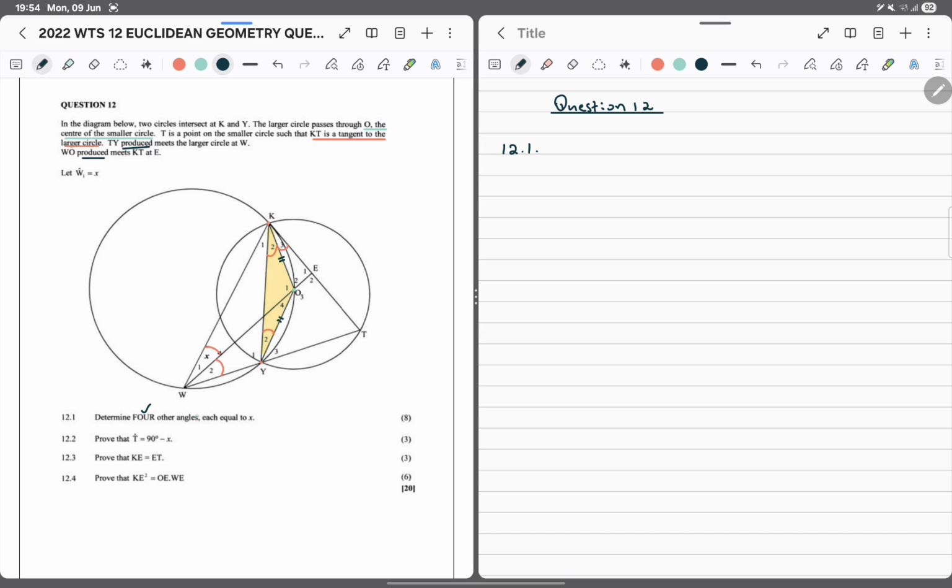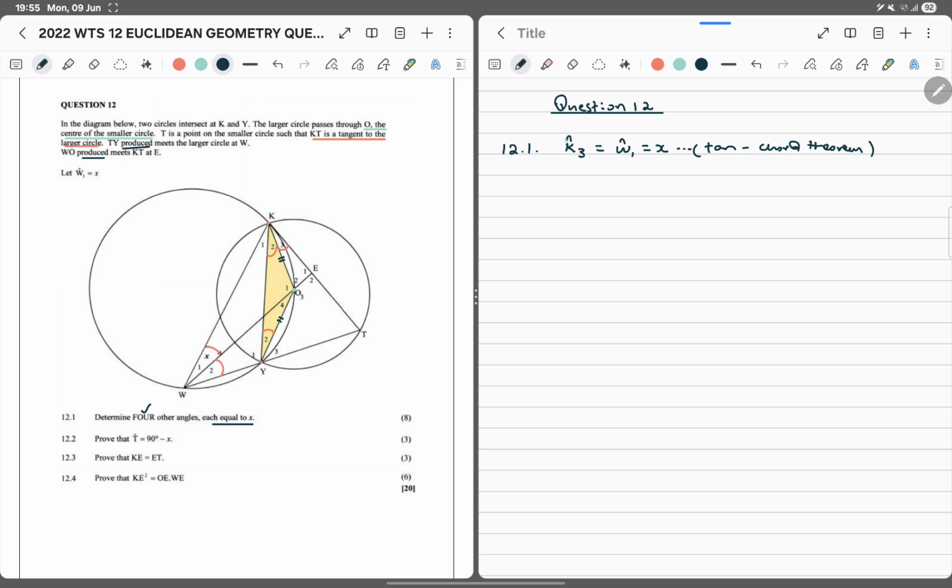So 12.1, we need to determine 4 angles, each equal to x. How many did we find? 1, 2, 3, 4. So we got all of them. First of all, we will start and say, okay, we know that K3 equals W1, equal to x. That is the tan chord theorem. All right, that's the first one.